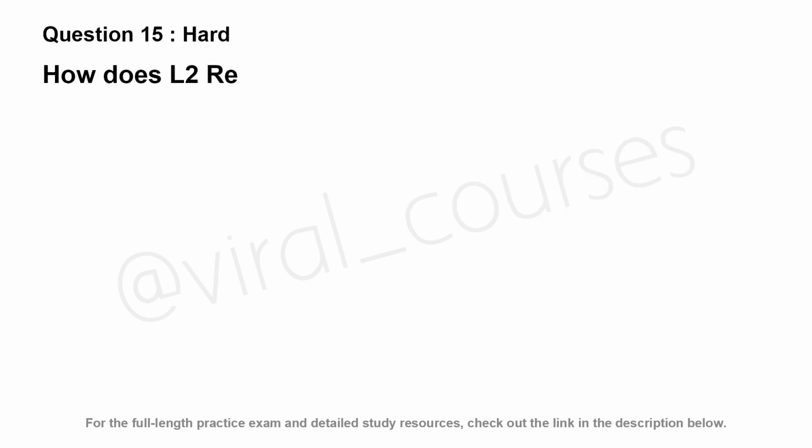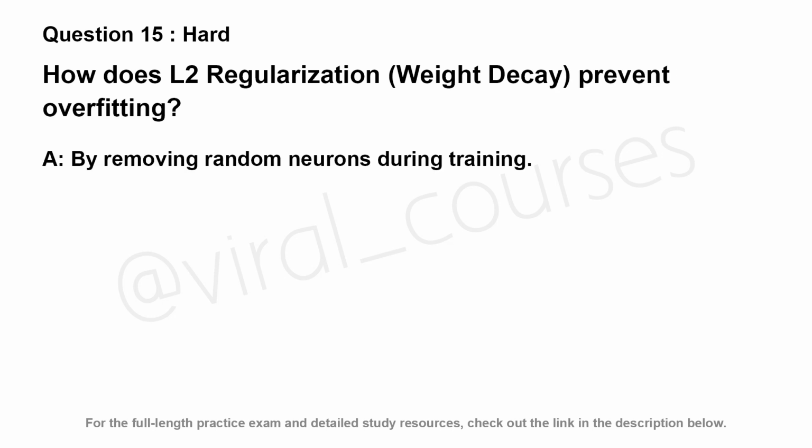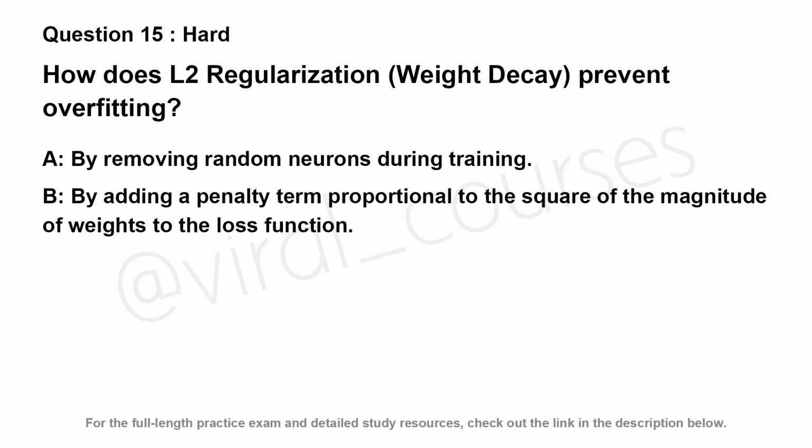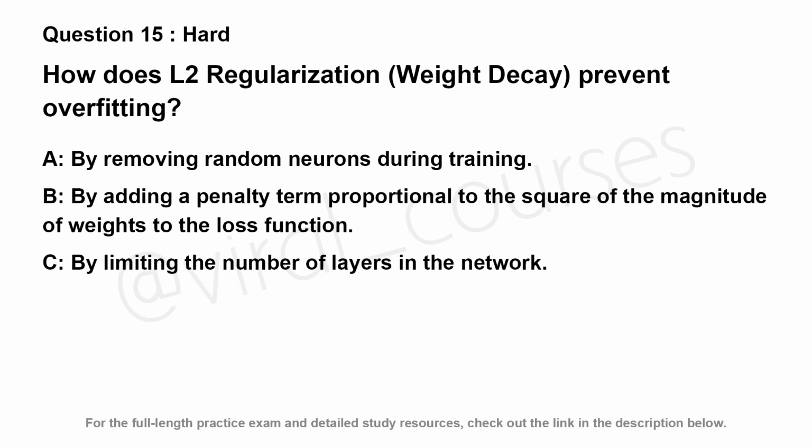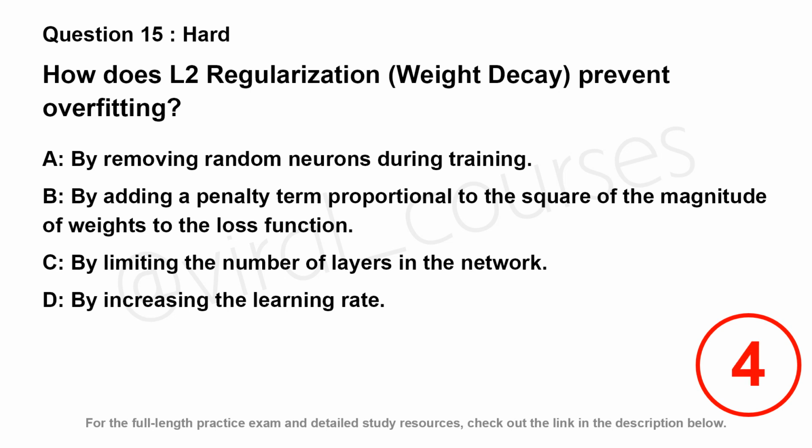How does L2 regularization, weight decay, prevent overfitting? Option A. By removing random neurons during training. Option B. By adding a penalty term proportional to the square of the magnitude of weights to the loss function. Option C. By limiting the number of layers in the network. Option D. By increasing the learning rate.